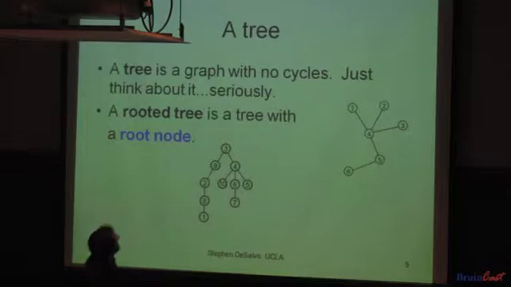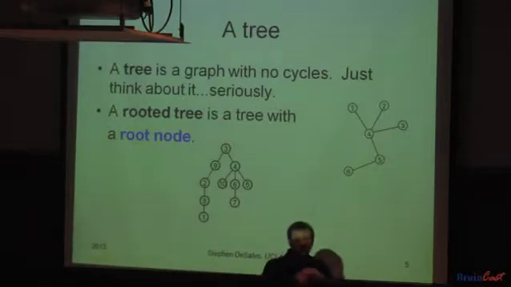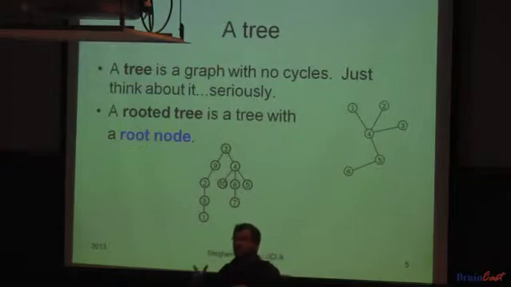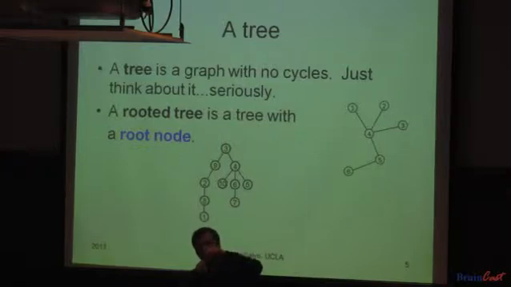So then there's the idea of just a tree, which is literally any collection of nodes and edges where there are no cycles. You cannot find a way to construct a path that ends up going back to the original node without having to double back on the path.